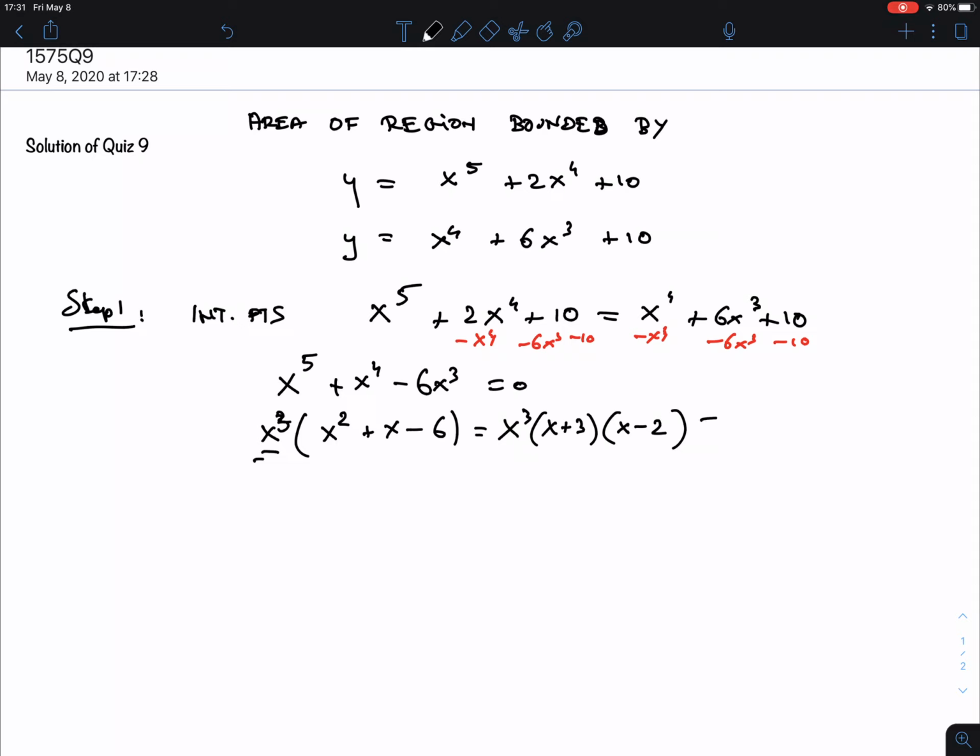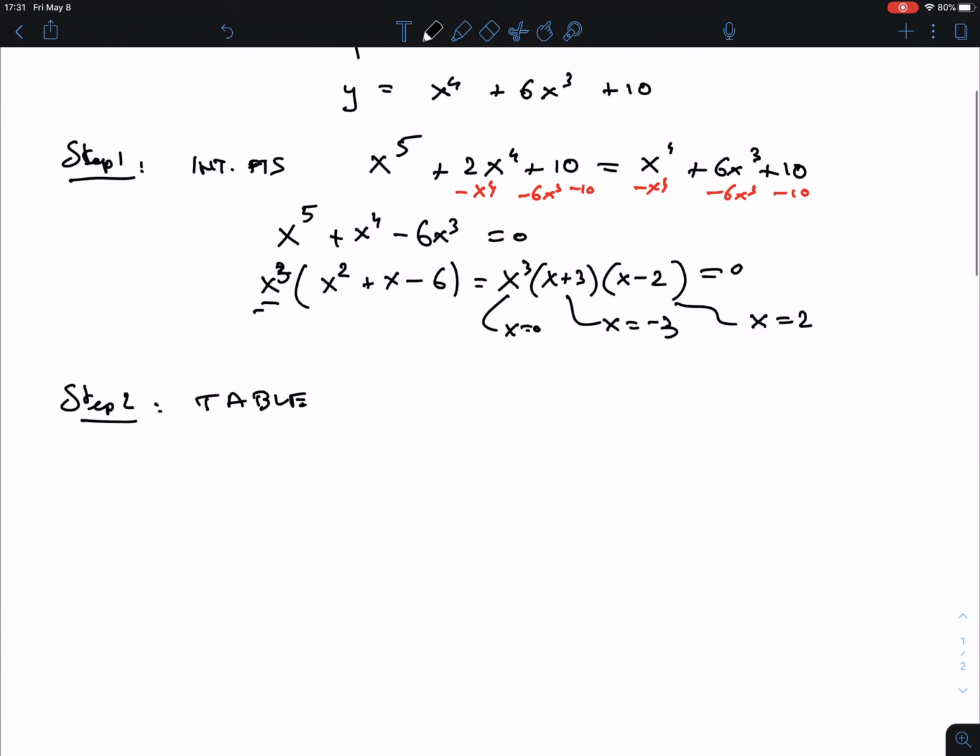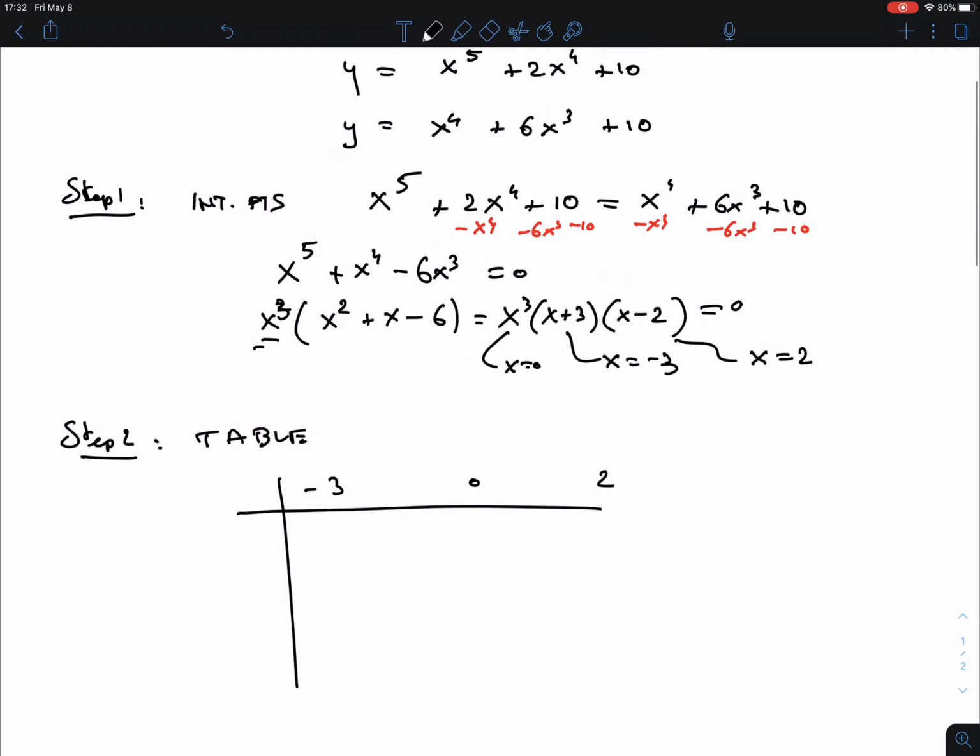So we put this equal to 0, we get x equals 0. Again, don't forget this point. Then x equals negative 3 and x equals 2. So we have 3 intersection points. We now put them in a table, in the right order, so negative 3, 0 and 2.